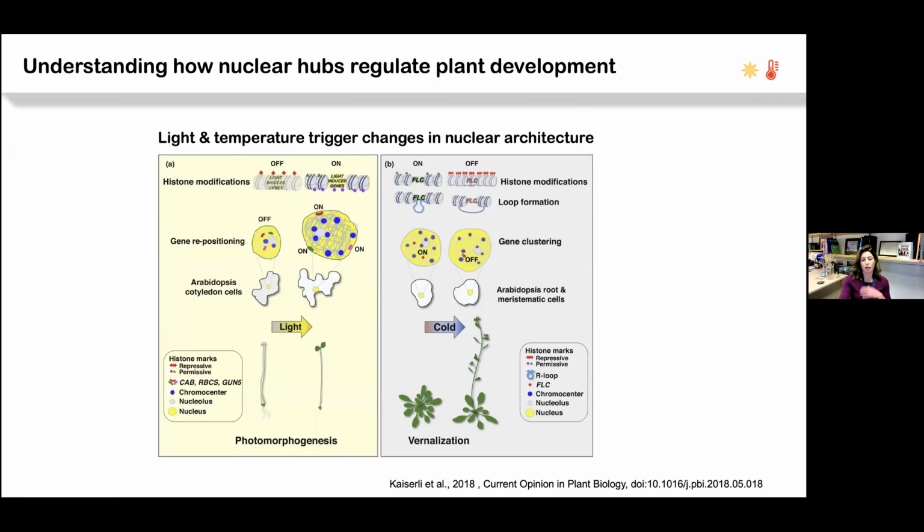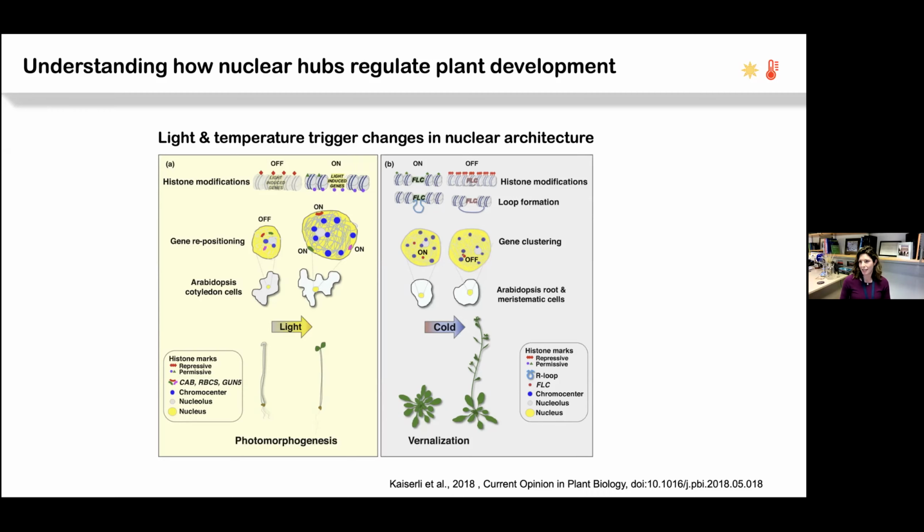So in the case of light, it has been shown that light regulated loci can move from the interior to the periphery of the nucleus, and this correlates very nicely with induction of gene expression. On the other hand, very elegant studies from the Dean lab have shown that in addition again to histone modification and loop formation, gene clustering can also lead to major changes in gene expression.